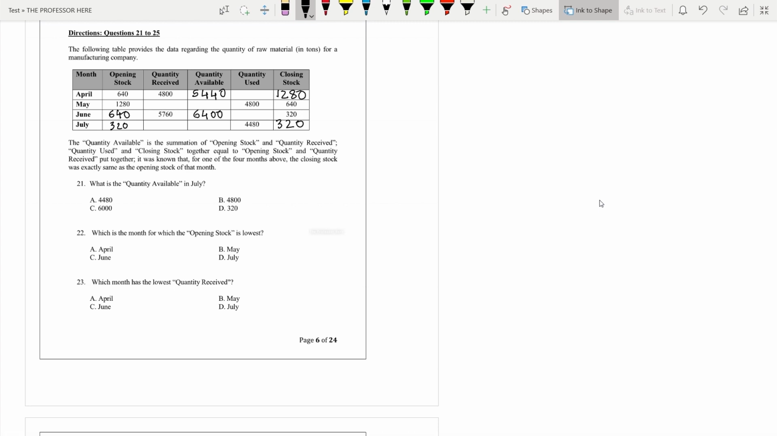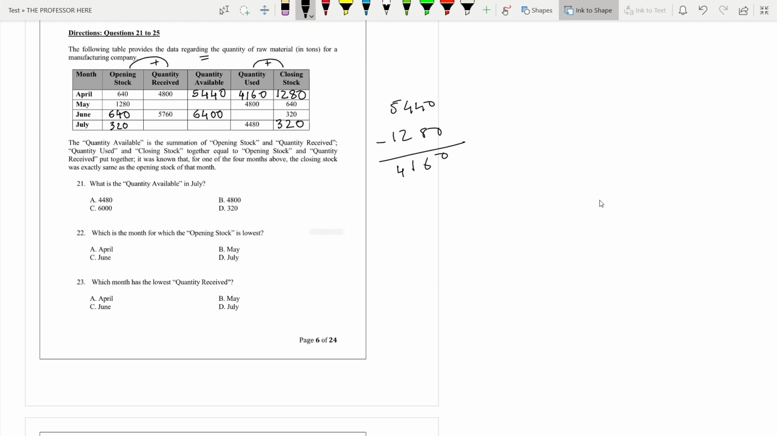Now let's look at quantity used and closing stock. Quantity used plus closing stock will be equal to opening stock plus quantity received. So here opening stock plus quantity received, which is 5440, should be equal to closing stock plus quantity used. So to get the quantity used, you just have to subtract 1280 from 5440. 5440 minus 1280 is 4160. Okay, so 4160 is the quantity used here. I will just mark it here so that it is easier for you to understand.